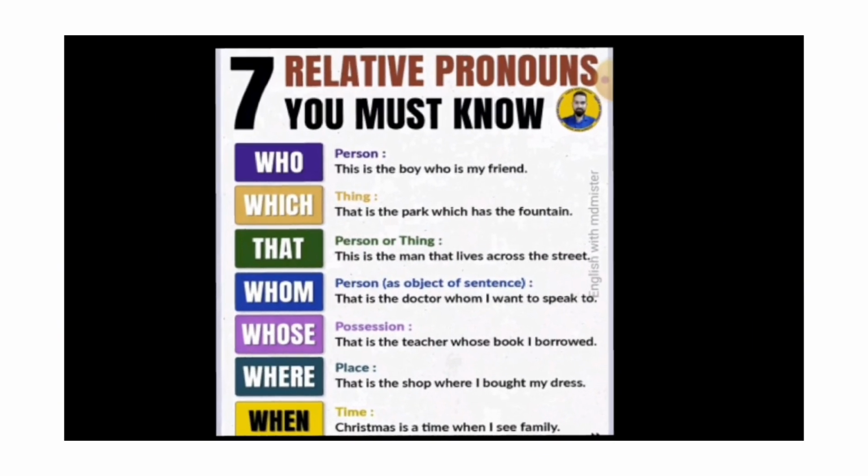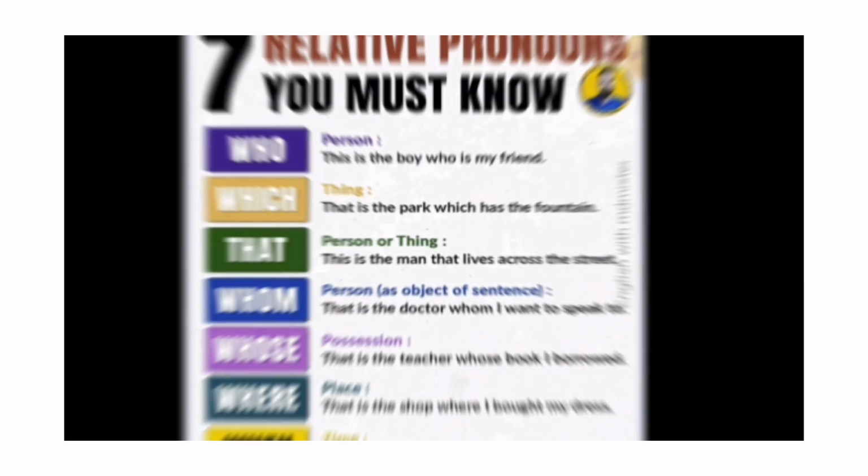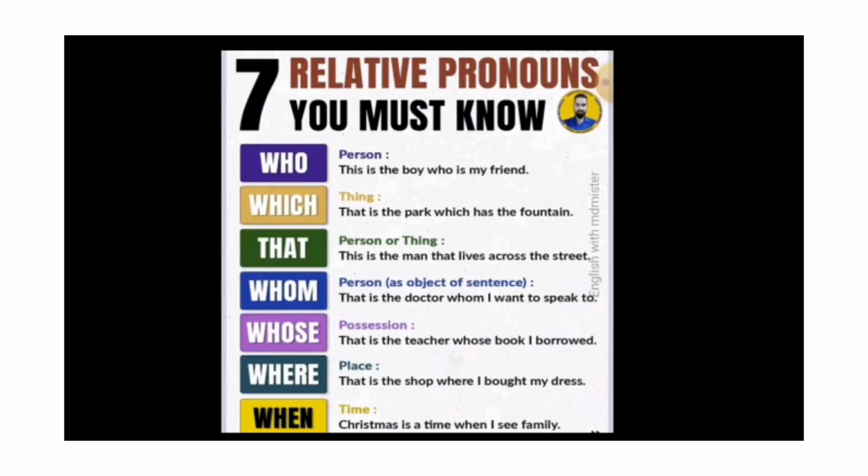Who is a relative pronoun which describes a person. For example, this is a boy who is my friend. The detailed grammar rule will be in the coming video. In this video I will describe only the types of relative pronouns and their purpose, and only one example for each relative pronoun. The second one is which. We use which to describe things.